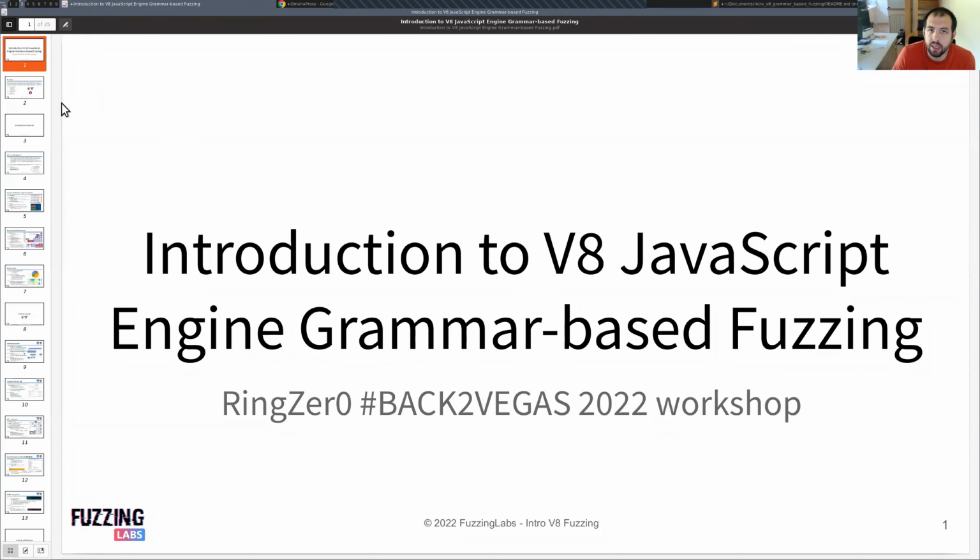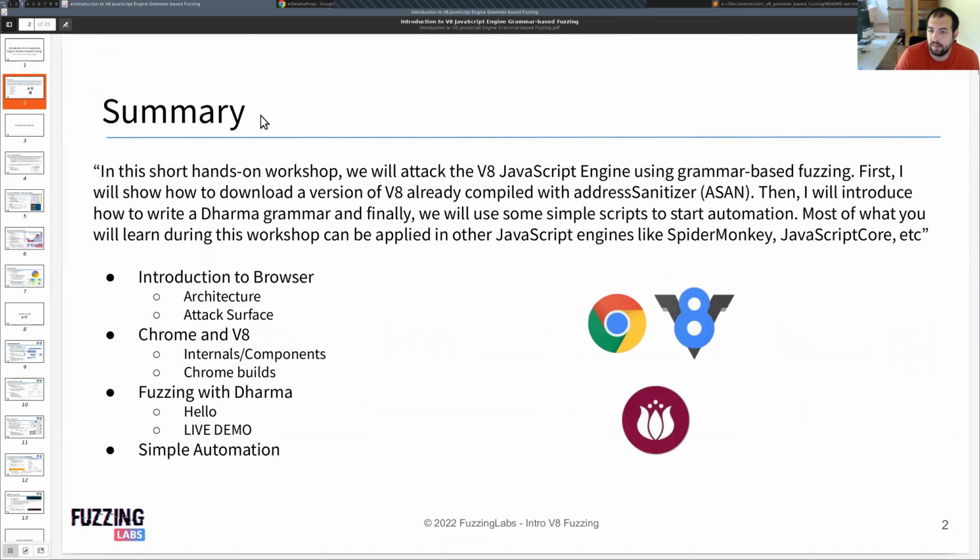Okay. So let's start. Introduction to V8 grammar-based fuzzing. So that's the goal of today. Introduction to browsers, really quick, just also to discuss the attack surface, Chrome and V8, fuzzing with Dharma, and also a tiny Python script for automation, just for you to have something to start with.